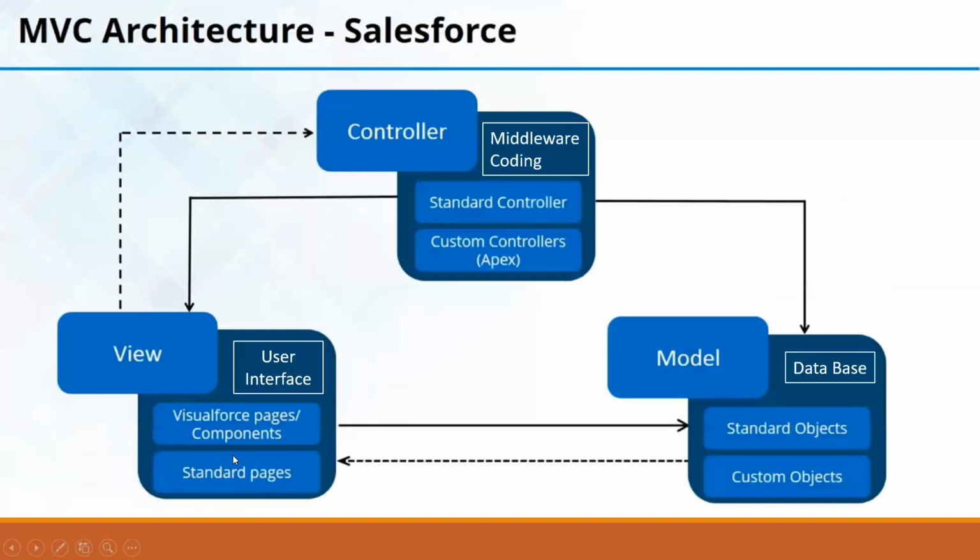Now, first thing is what is model, what is view, and what is controller. So, my MVC architecture. The model is nothing but my database. Wherever all the related data for the records, all the objects, everything is getting stored. It can be related to standard object data or custom object data also. Everything is stored in the database, that is called my model.